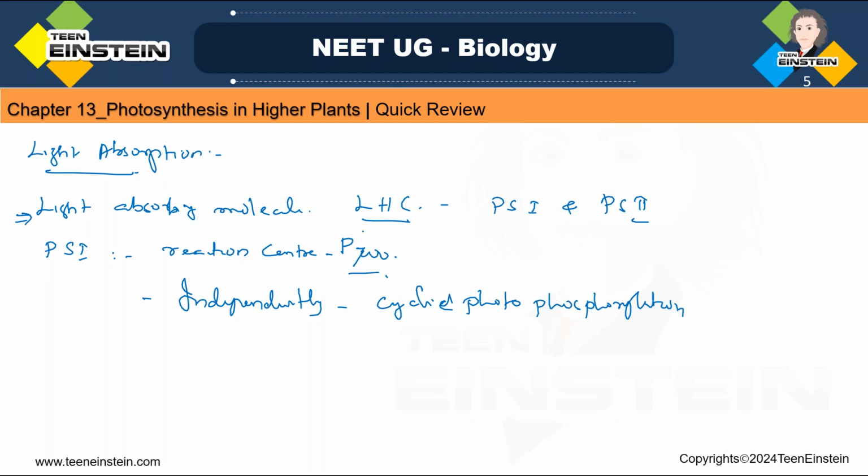Here, the light absorbing molecule, the light harvesting complex, is organized into photosystem 1 and photosystem 2. So you should know LHC, PS1 and PS2. And in PS1, pigment system 1, the reaction center is P700. That means the wavelength of the light will be 700 nanometer. And photosystem 1 can carry on the cyclic photophosphorylation independently. That is another important repeated question.